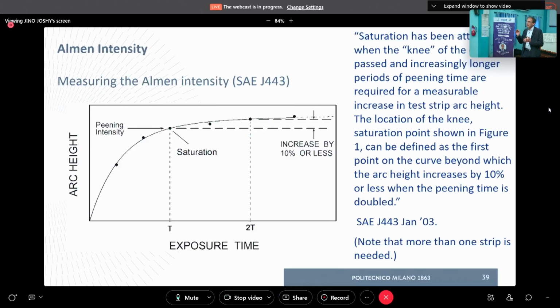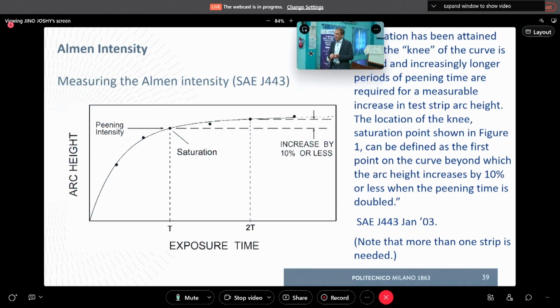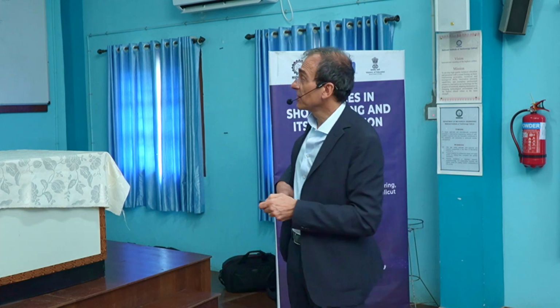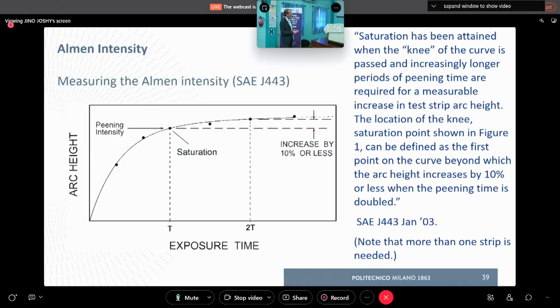And now some notes about how the Almen intensity is measured. Indeed, what is the process before we measure the final residual arc height? One strip is not enough. First, we must use more than one strip. We start from the first strip. We assume a treatment time that can be this, according to experience. We measure the residual arc height here, and then we peen a second one.